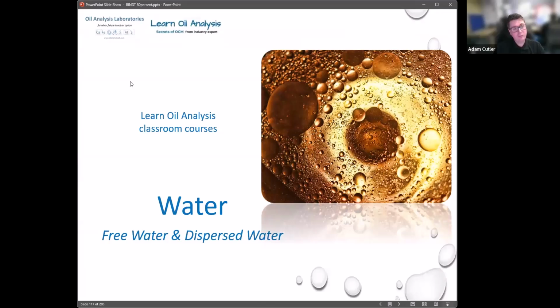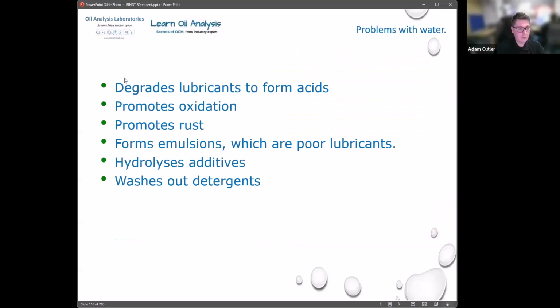So we've covered viscosity, we've covered dirt and particulates. The next thing to cover is water. Water degrades lubricants to form acids, promotes oxidation, promotes rust, and forms emulsions, which are themselves poor lubricants. It hydrolyzes or breaks down the oil additives, and it washes out any detergents, so keeping all the dirt and contamination from depositing on system surfaces. So water in a system is not very good.